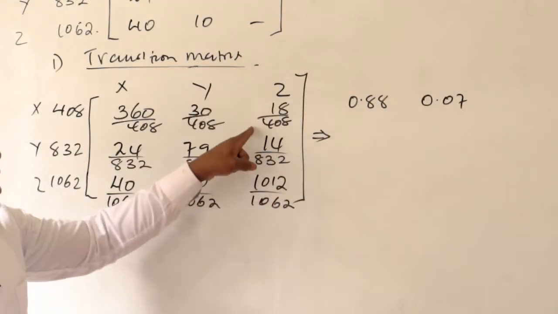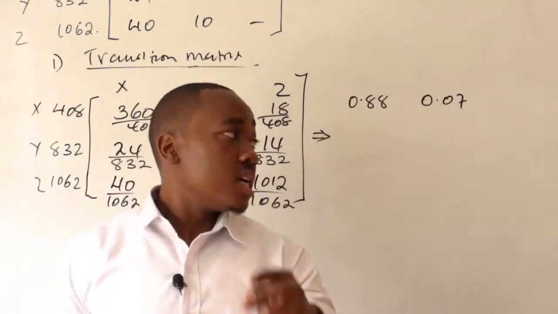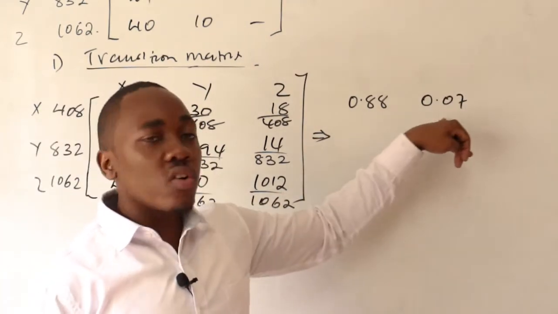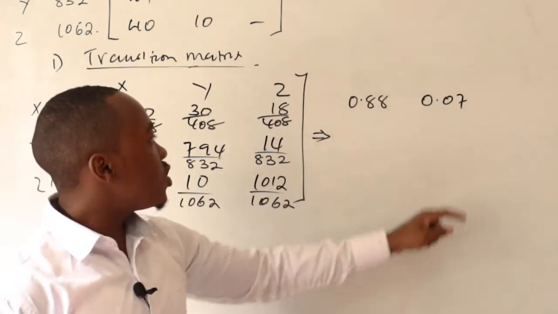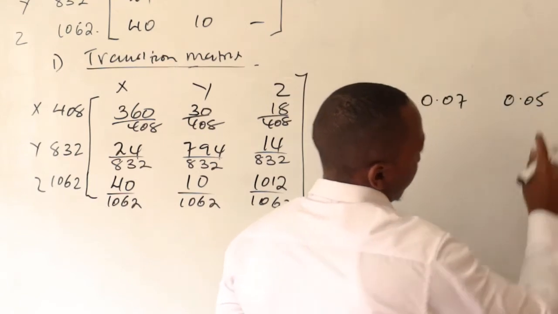Then the last one. Remember I said that if you add the three, you should always get 1. So you have the first one and the second one. The third one, because we have made a rounding off, you can just take 1 minus 0.88 minus 0.07 to get Z. In this case, you'll get 0.05.